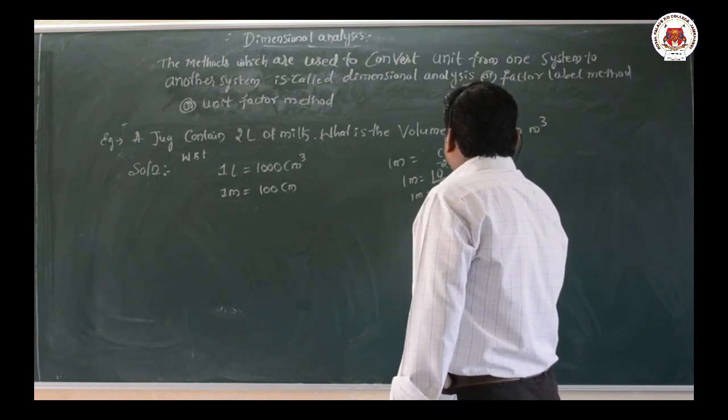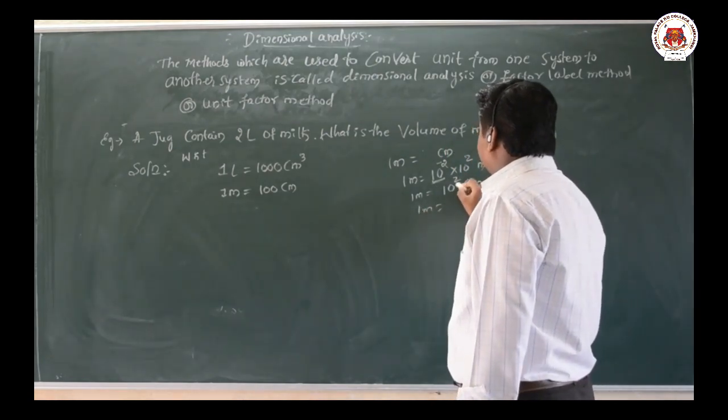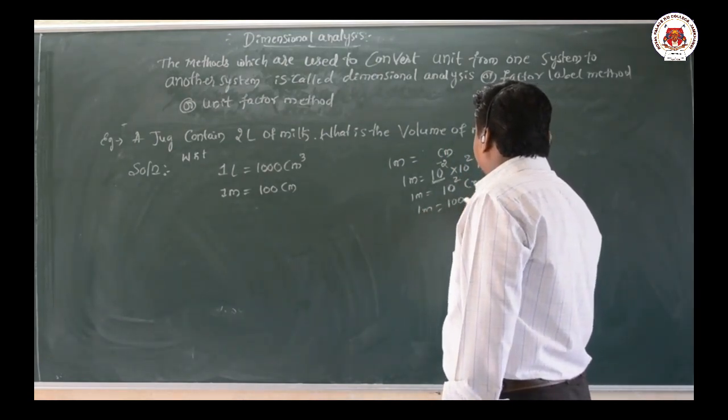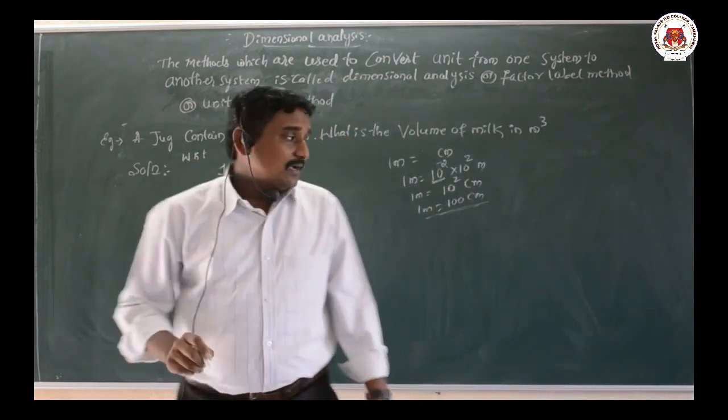So remaining here, 10 to the power of 2. So 1 meter equals what here? 10 raised to 2, that is equal to 100 centimeter. So hence I have written here, 1 meter equals 100 centimeter.